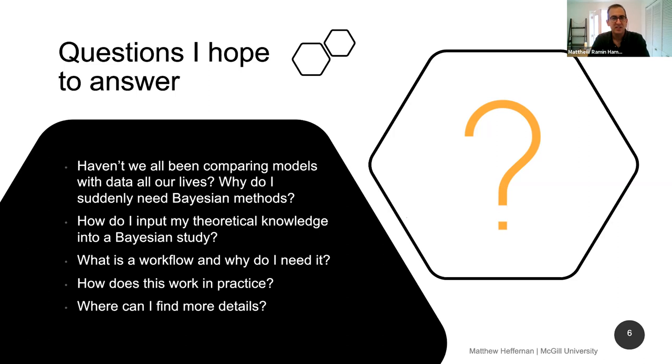Why are Bayesian methods suddenly becoming so big? Why do we suddenly need them? And then let's say you have some additional theoretical knowledge that you'd like to include in your Bayesian study. How do you actually do that? What is a workflow and why do I need it?